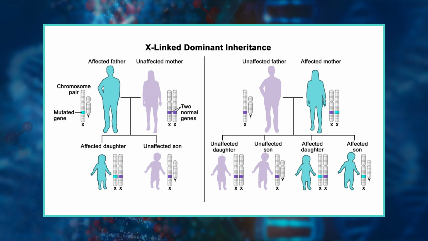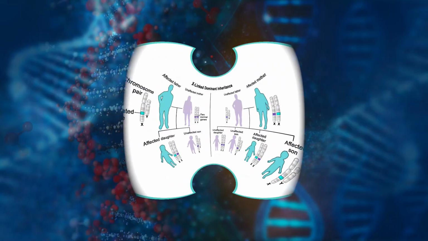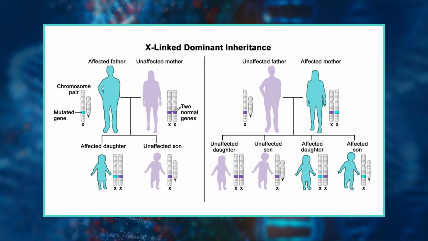If it is the mother who is affected with this disorder, all of her children, that is the male or female, would have a 50% chance of inheriting the disorder because she can only pass an X chromosome on to her children. For an affected female, the inheritance pattern would be identical to that of an autosomal dominant inheritance pattern in which one parent is heterozygous and the other is homozygous for the normal gene.